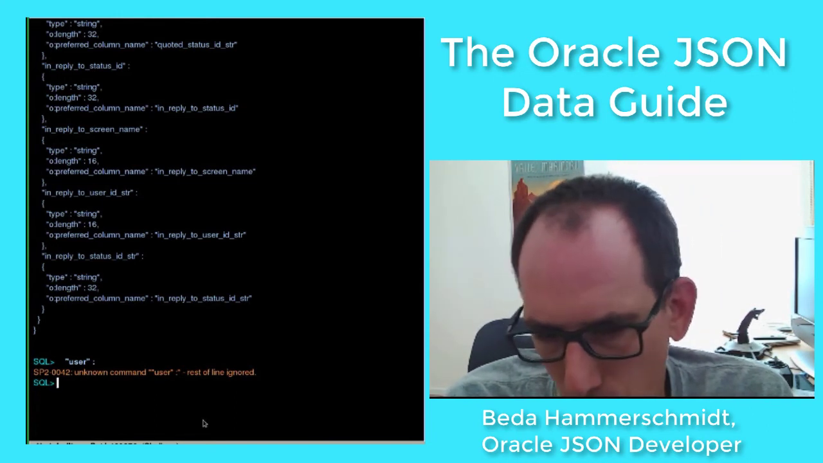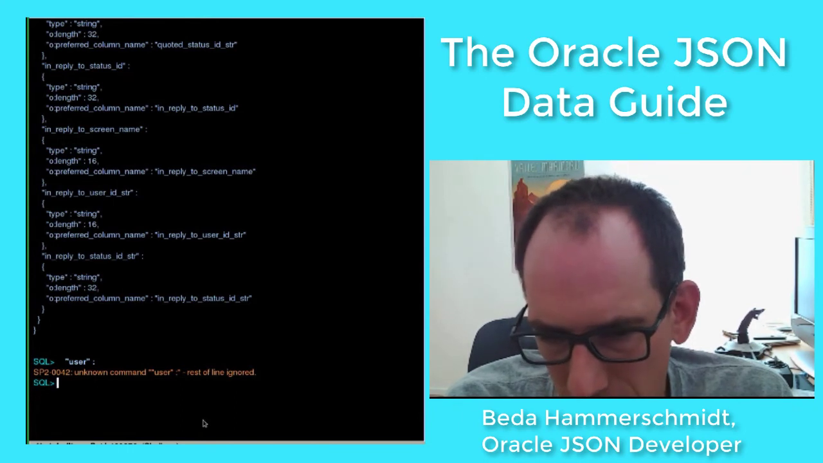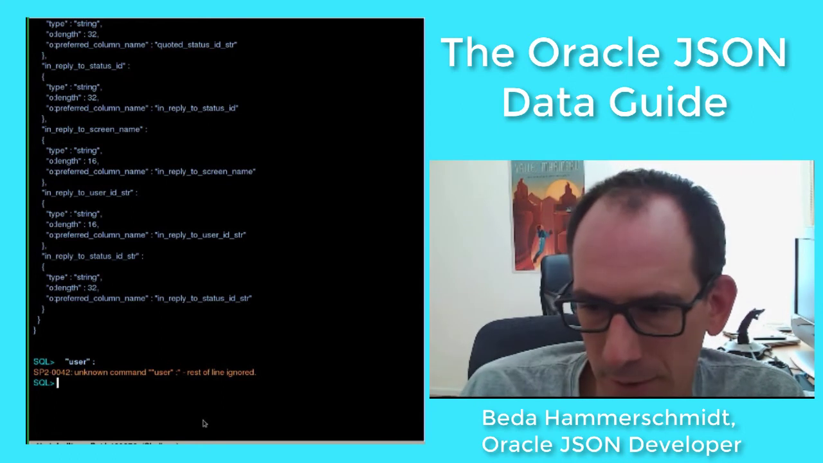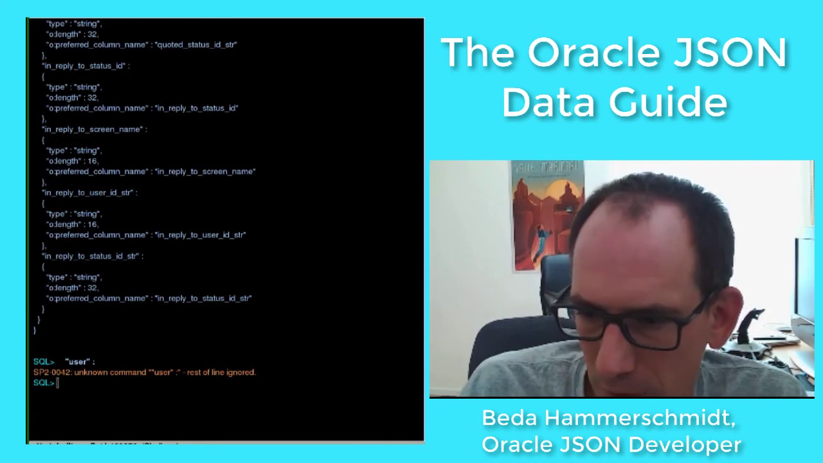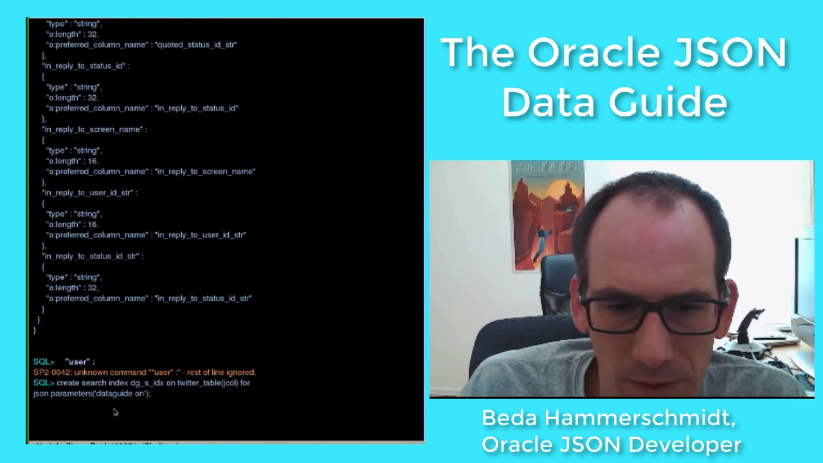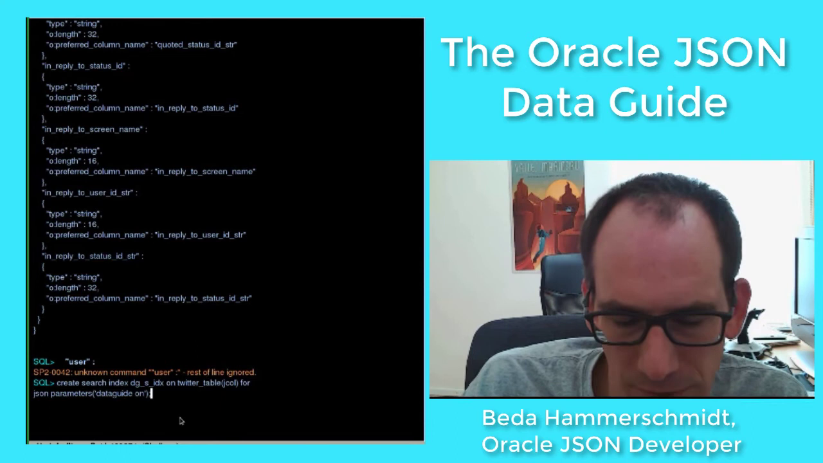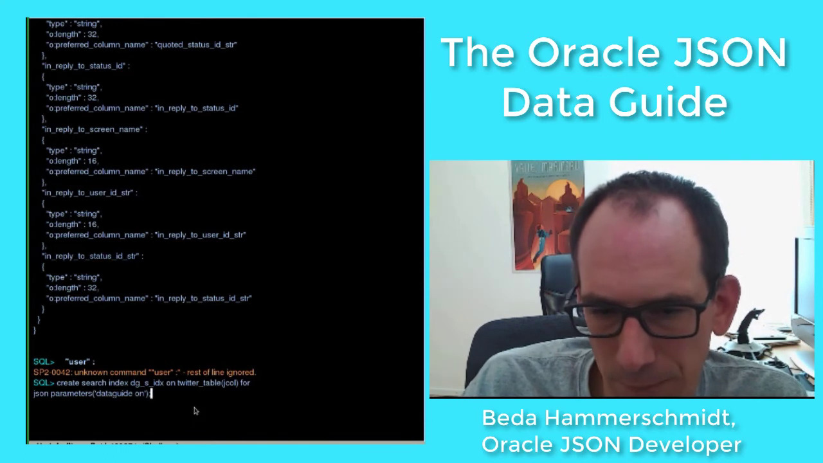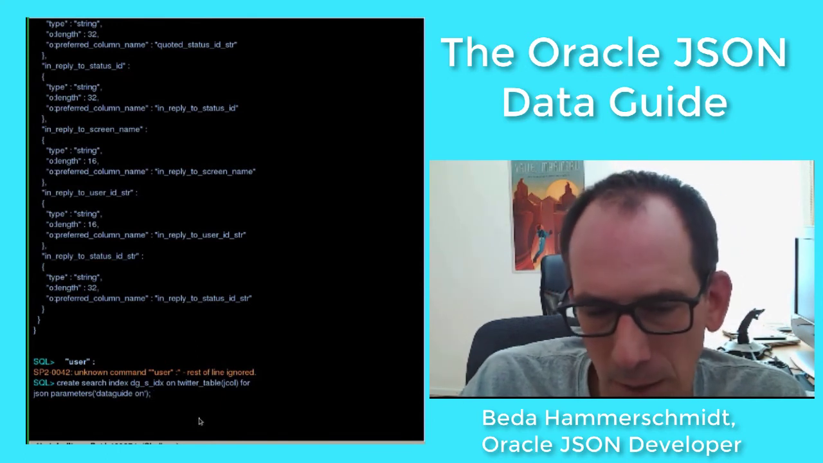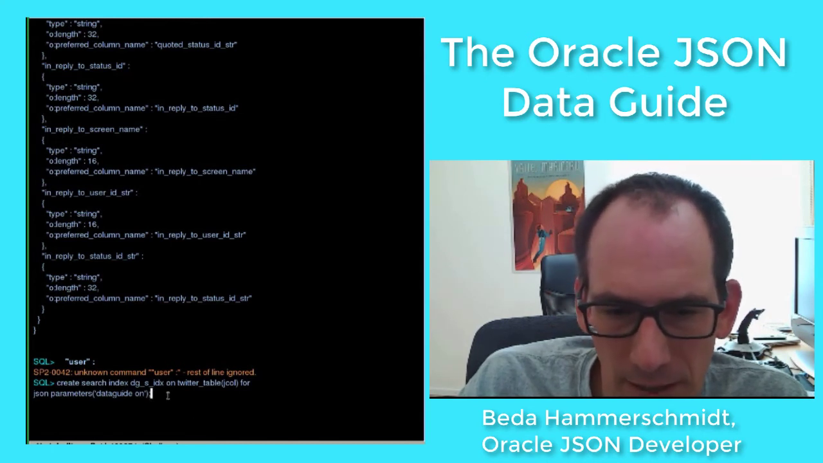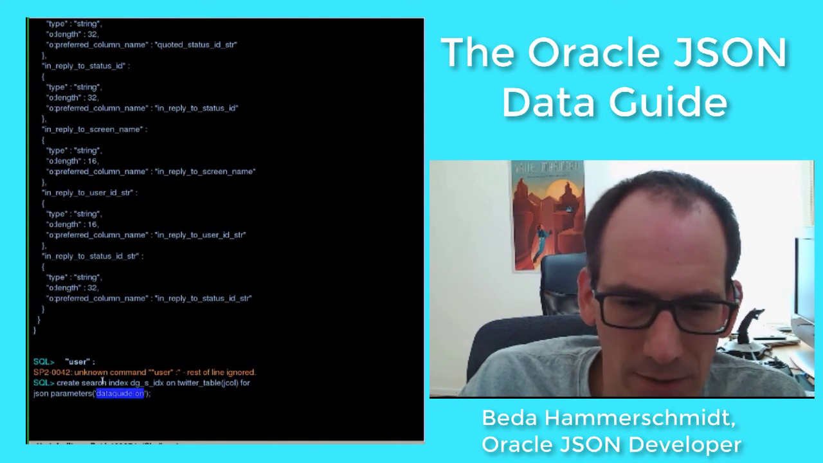So this is why we also added the JSON data guide as an option to the search index. So the search index is normally used for searches on all the fields in your JSON document. If you know the fields that you want to index, you can create a B-tree index using functional indexing. But if you want to index the entire document, we have the search index. And now the search index has an option to also have a data guide or to only have a data guide. In this case, we enable the data guide.